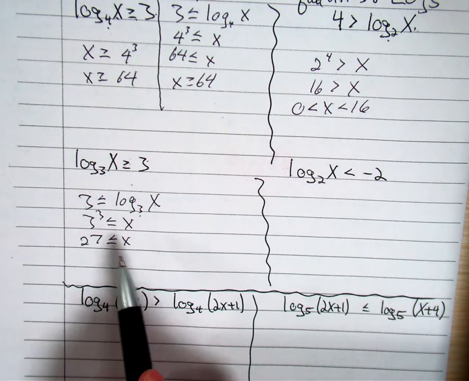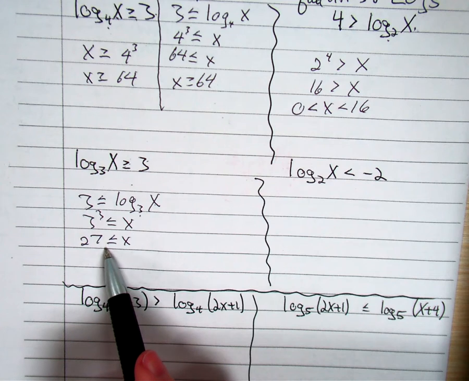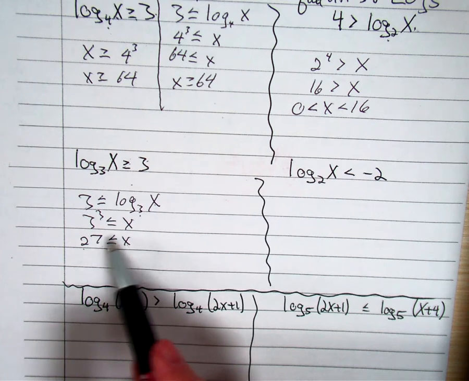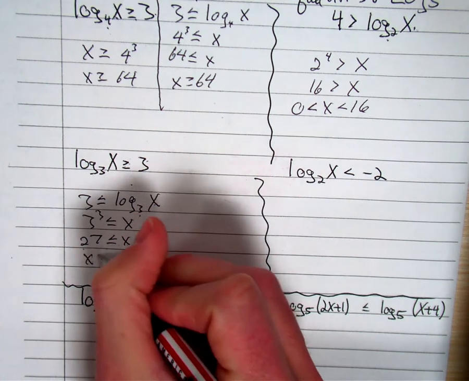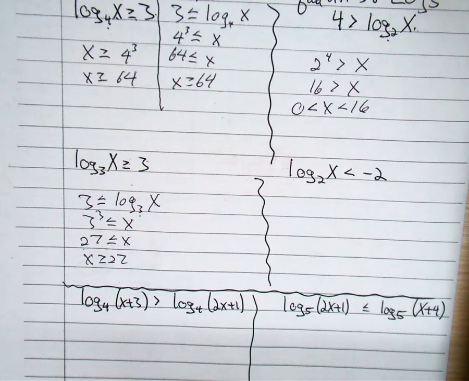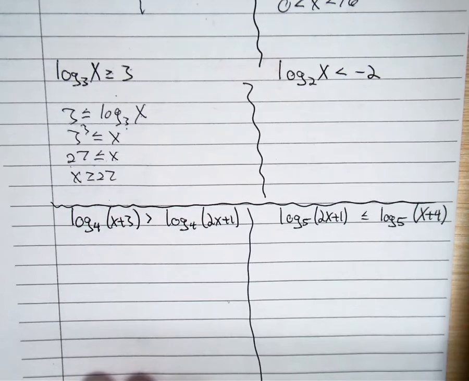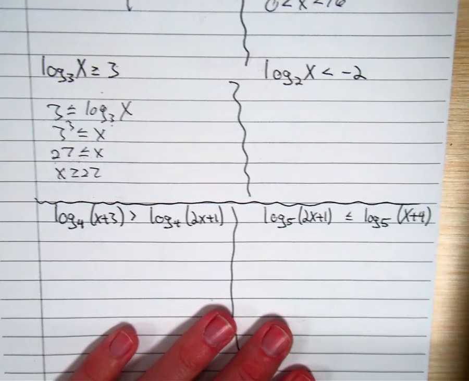Okay, now just because it says less than here, doesn't mean we have to do one of these. This is 27 is less than or equal to x. That means x is still bigger than 27. That's okay. That's okay. It's one like this on the other side.